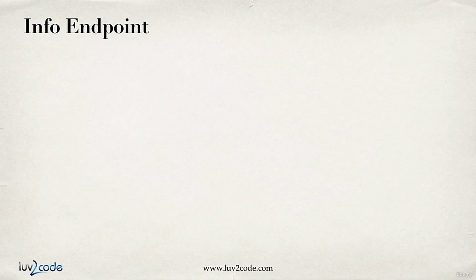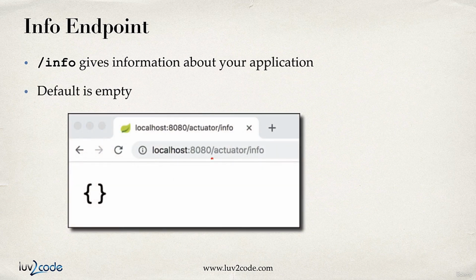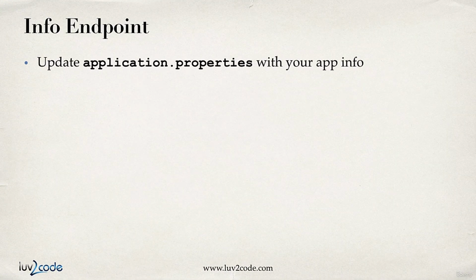Now let's take a look at the info endpoint. So /info gives you information about your application. The default is that it's actually empty. So if you access this endpoint, you'll get this empty JSON object, which is nothing. You're like, that's not too useful. So we actually need to customize this info endpoint. And we can do that by updating the application properties with our given information.